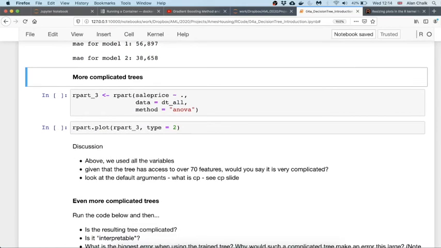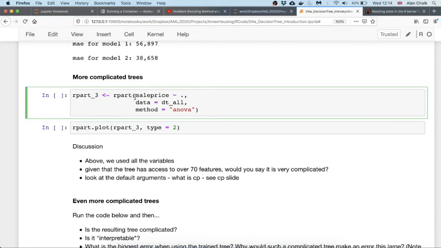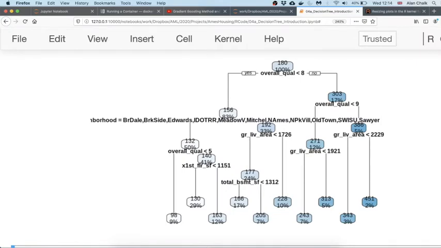Finally, let's make a more complicated tree. In R, this syntax over here says the sale price is allowed to depend on dot. That means everything else, every other feature in our model which isn't sale price. Let's run it and see what happens. Okay, this is a little bit messy. It's splitting at the top by overall quality.